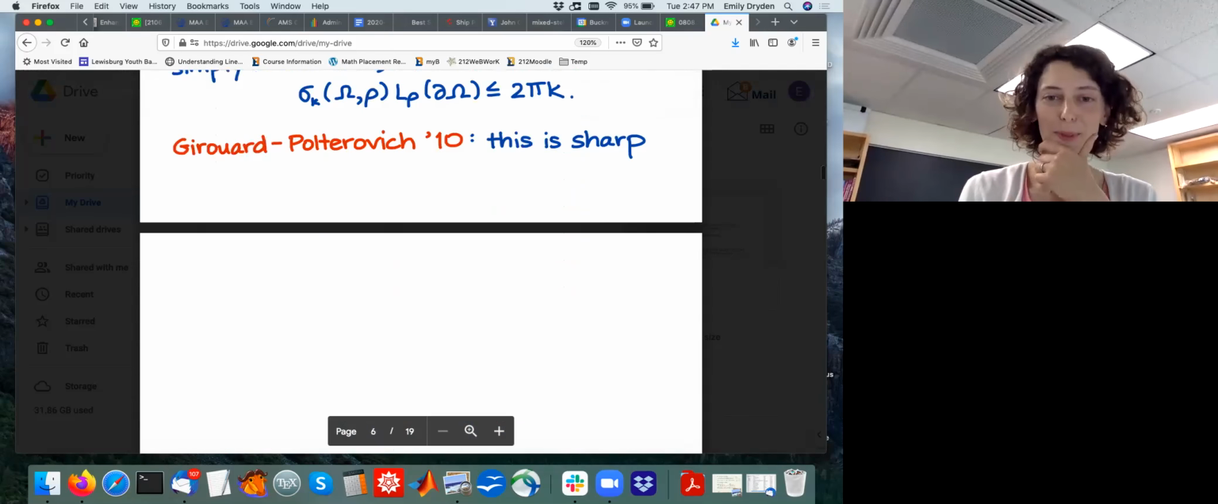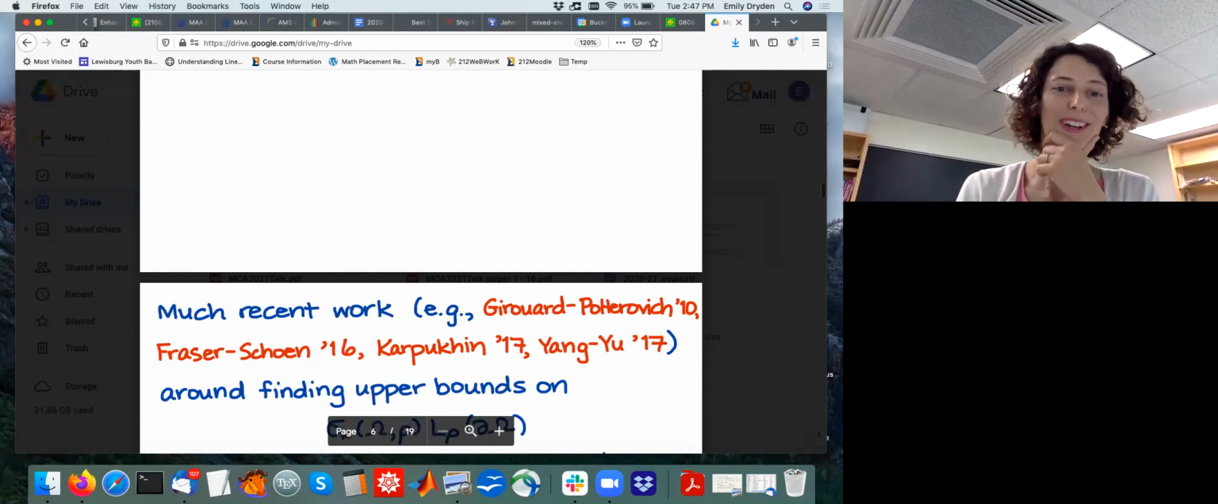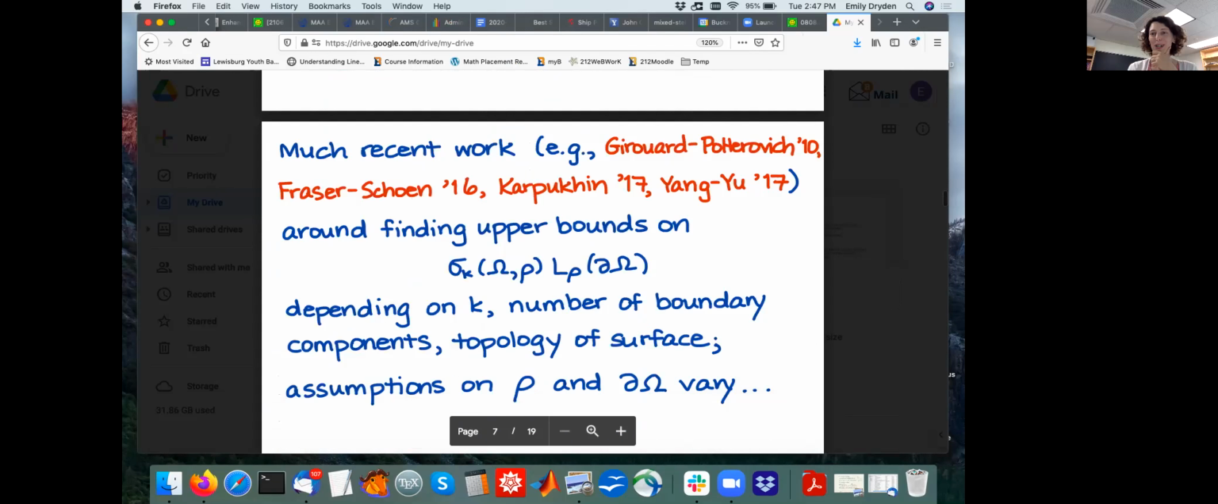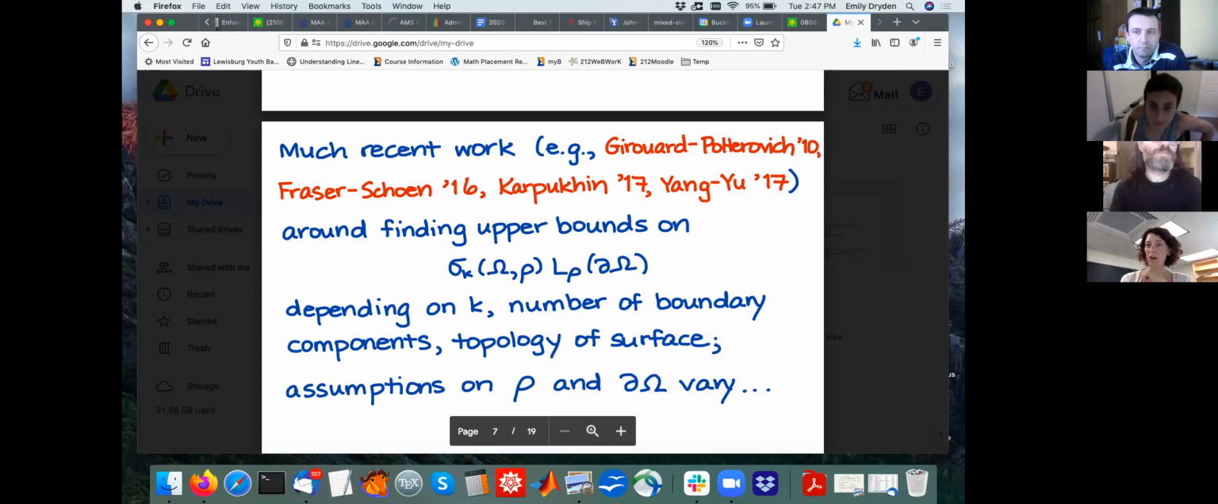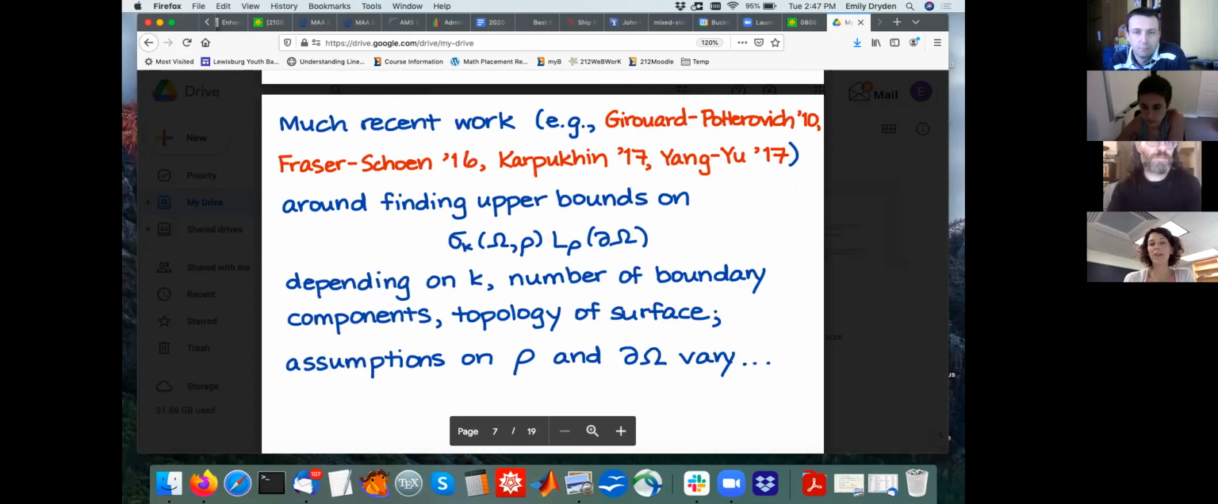Come back to that example, so maybe it's actually useful that it's on my board. Much recent work in this setting of finding eigenvalue bounds is depending on k, as we just saw with Hirsch, Payne, Schiffer. It's depending on the number of boundary components, and it's depending on the topology of the surface. With all of these bounds, the assumptions on rho and on the boundary vary. So just as some examples, there's recent work by Fraser and Shoen, Karpukhin, Yang and Yu, Girouard, Polterovich, a lot of work around finding these upper bounds.